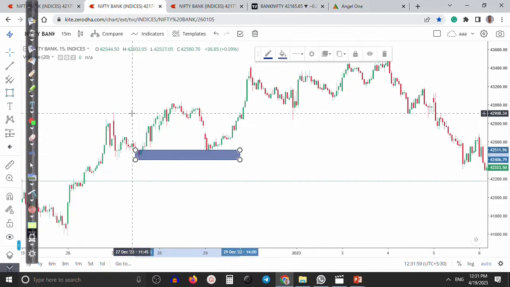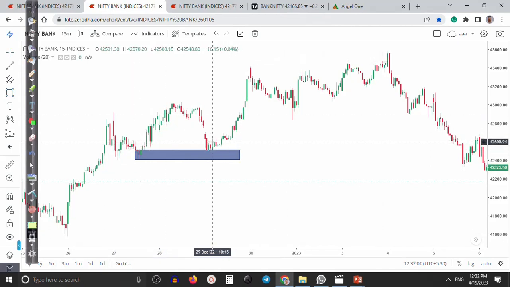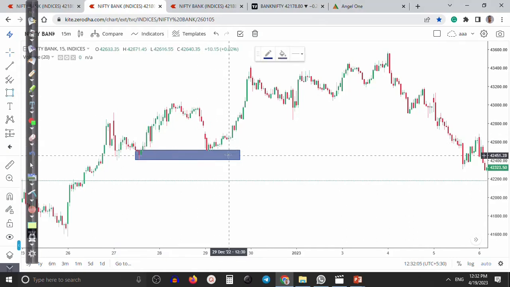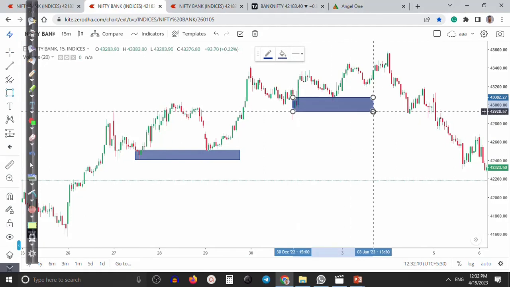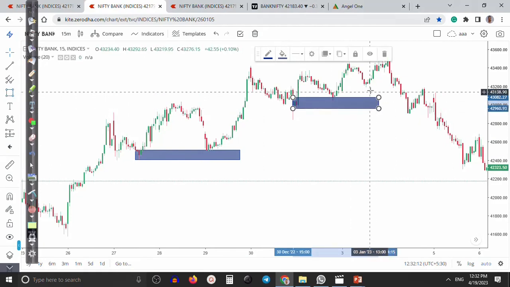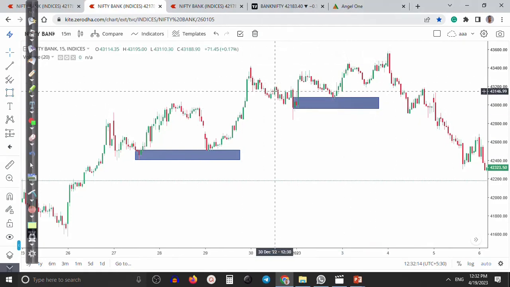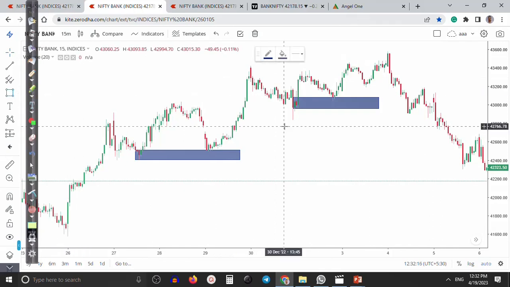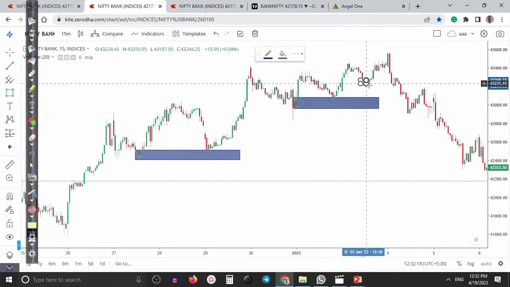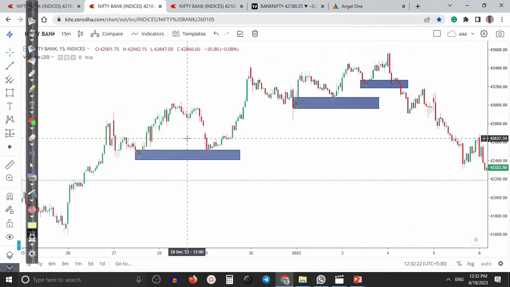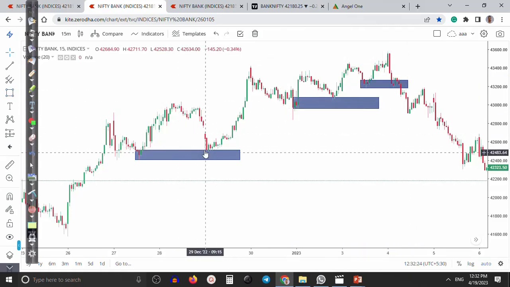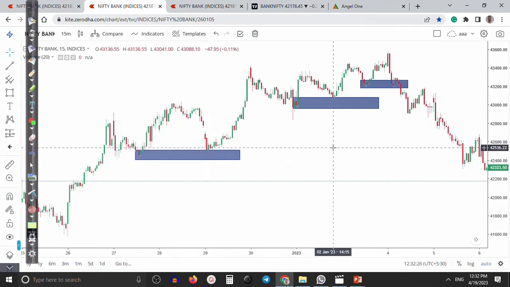Okay, so next another demand zone is somewhere here. So another demand zone, exactly the same area. So after giving a pullback, now it is another demand zone. Okay, and next here you can see another demand zone. This is called demand zone. Okay, so basically we are focusing on this demand zone to take a buy position.